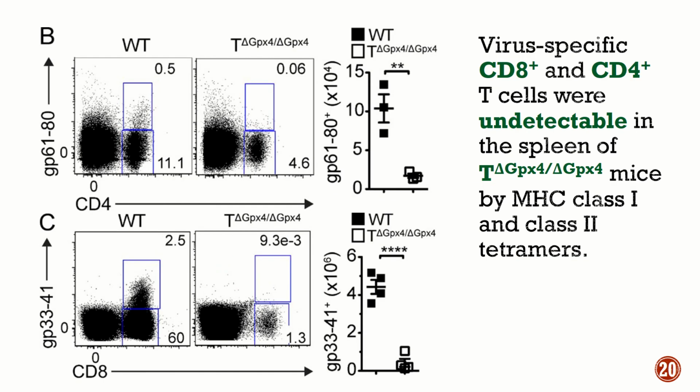You can see in this figure that both CD8+ and CD4+ T cells were undetectable in the spleen when GPS4 is knocked out, and they cannot be detected by MHC class 1 and class 2 tetramers. In this figure, we can see that the knockout mice have significantly lower numbers compared to wild type, in either CD4+ or CD8+ T cells, which is of great significance.